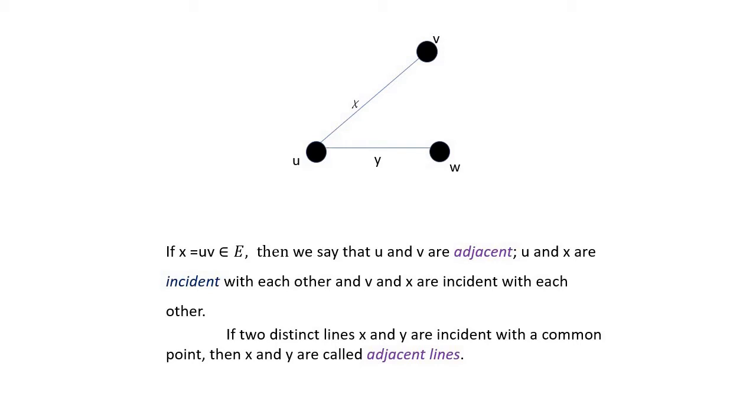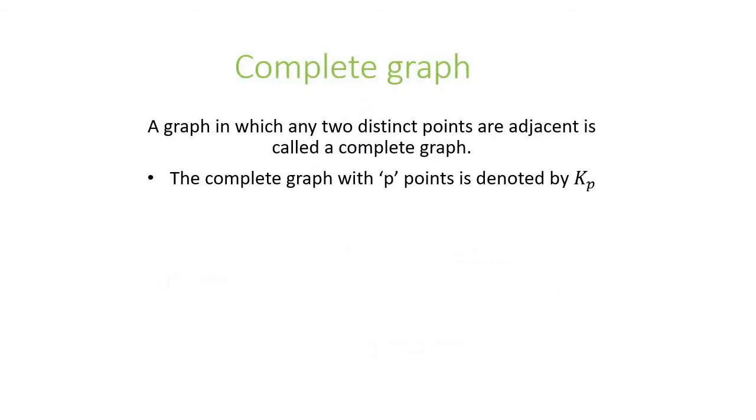Now we see the complete graph. In a graph, if any two distinct points are adjacent, that is a complete graph. It is denoted by Kp. Here p is the total number of points in the graph.